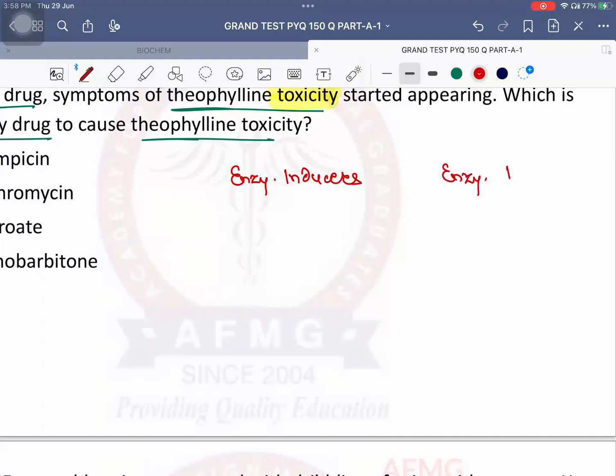Now, if we are already giving a drug to the patient and after that we give an enzyme inducer, what will happen? The enzymes will be activated, and as the enzymes are activated, will the drug be metabolized faster or slower? Faster. So the drug will be immediately kicked out of the body. So there will be drug failure. Usually in cases of enzyme inducers, it will cause drug failure.